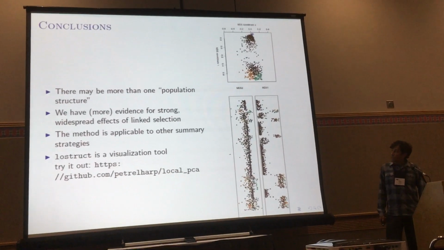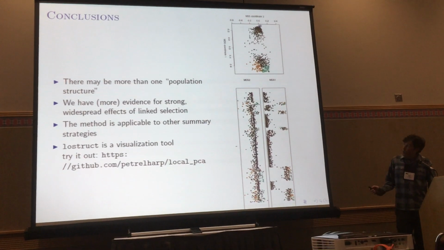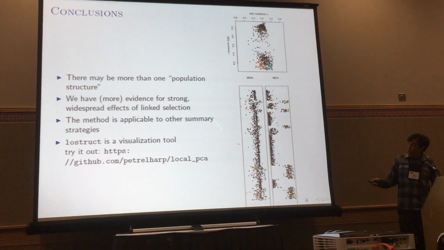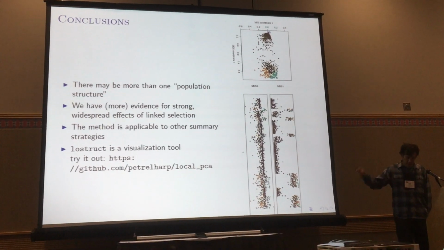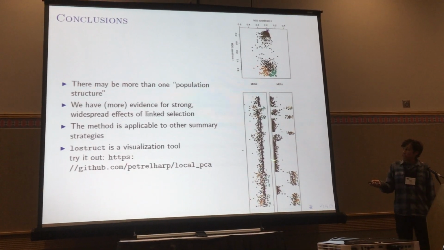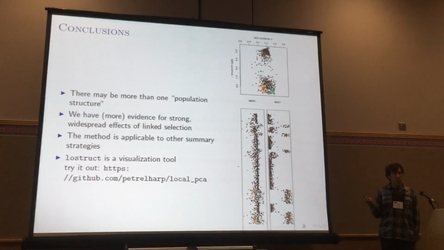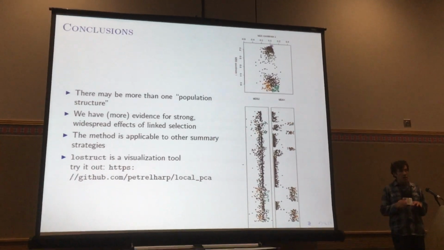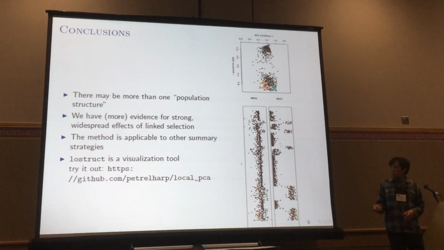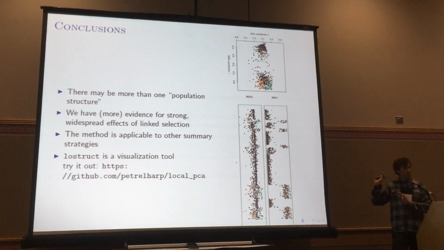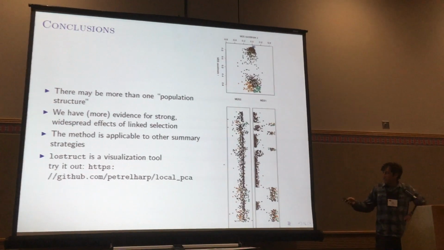Okay, so in conclusion, some more strong evidence for linked selection, and also a point coming out of this is that when we do things like GWAS, we control for population structure using the kinship matrix, and this implies that maybe there's more than one kinship matrix we should be using.